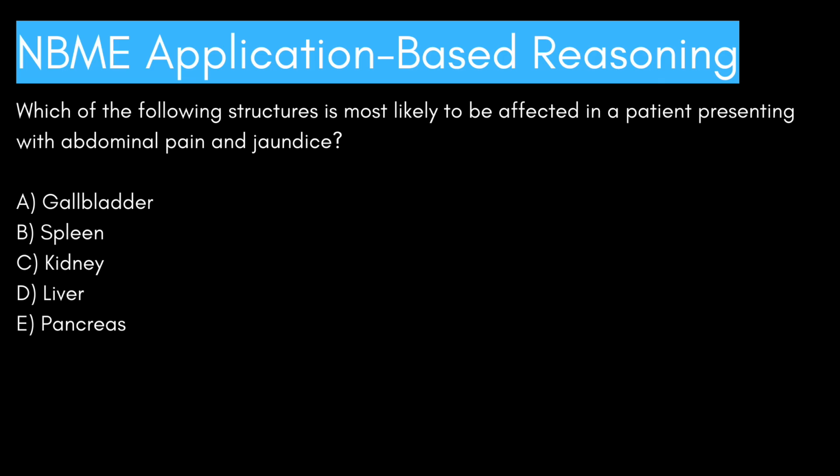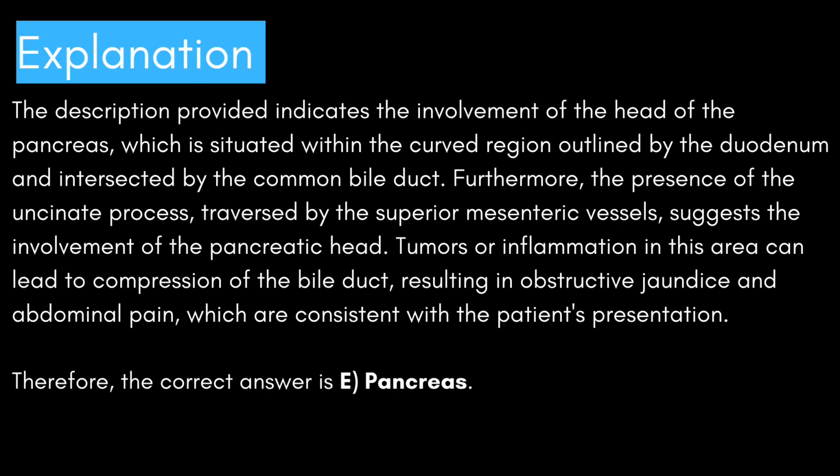Otherwise, moving on now. The description provided indicates the involvement of the head of the pancreas, which is situated within the curved region outlined by the duodenum and intersected by the common bile duct. Furthermore, the presence of the uncinate process, traversed by the superior mesenteric vessels, suggests the involvement of the pancreatic head. Tumors or inflammation in this area can lead to compression of the bile duct, resulting in obstructive jaundice and abdominal pain, which are consistent with the patient's presentation. Therefore, the correct answer is E, pancreas.